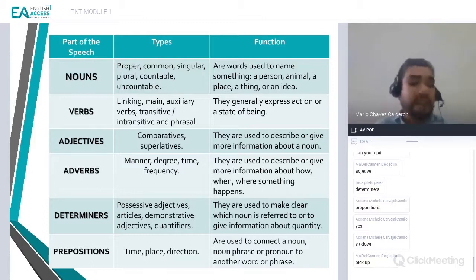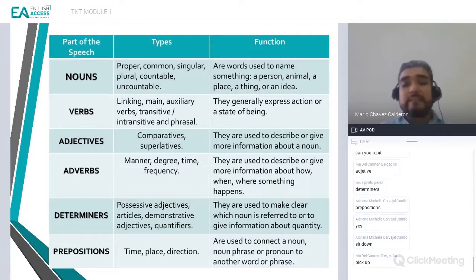Then we have the adverbs. Adverbs, we have adverbs of manner, degree, time, frequency. Adverbs of manner describe how things are done. For example, loudly, softly, slowly, right?